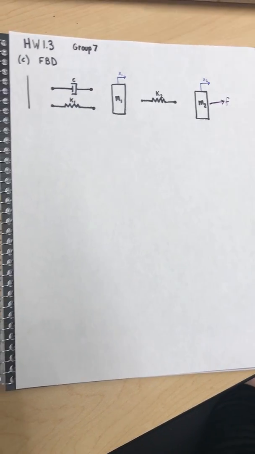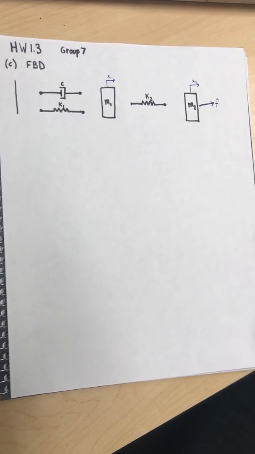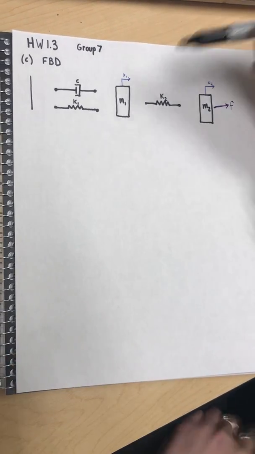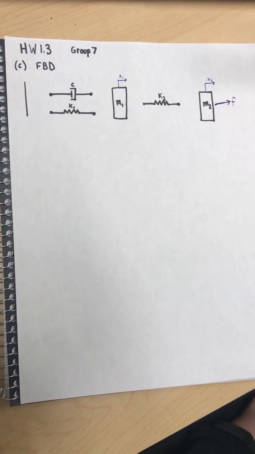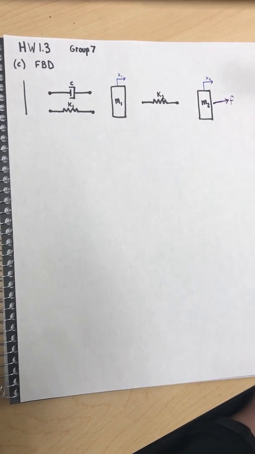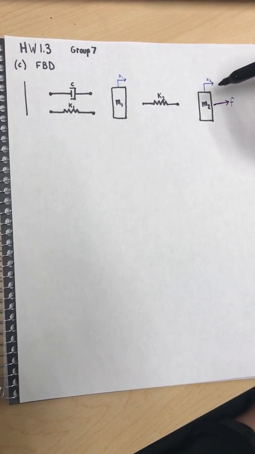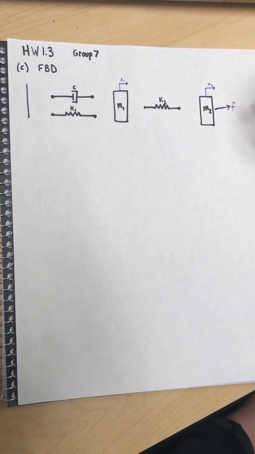Okay, so we are group 7 and we're solving problem 1.3 parts C and D. So right here I just have the beginning of the free body diagram. I just added in all the known pieces so far. So we have 2 masses, 2 springs, and a damper. I also added in the displacements that were given in the problem statement and also the applied force.